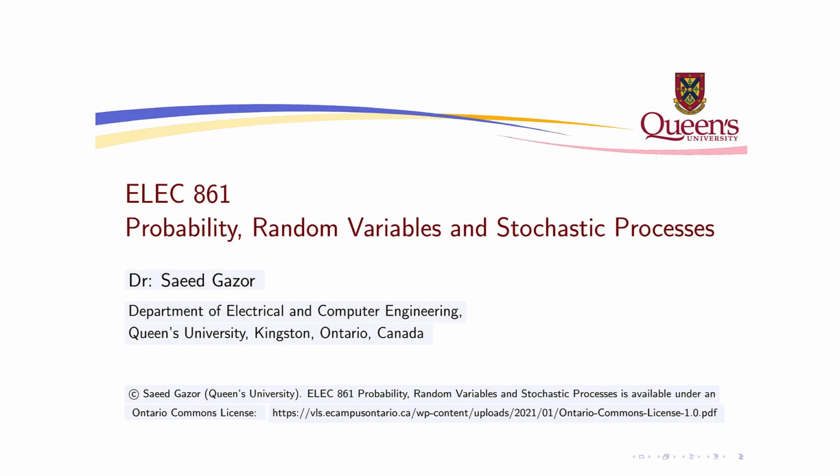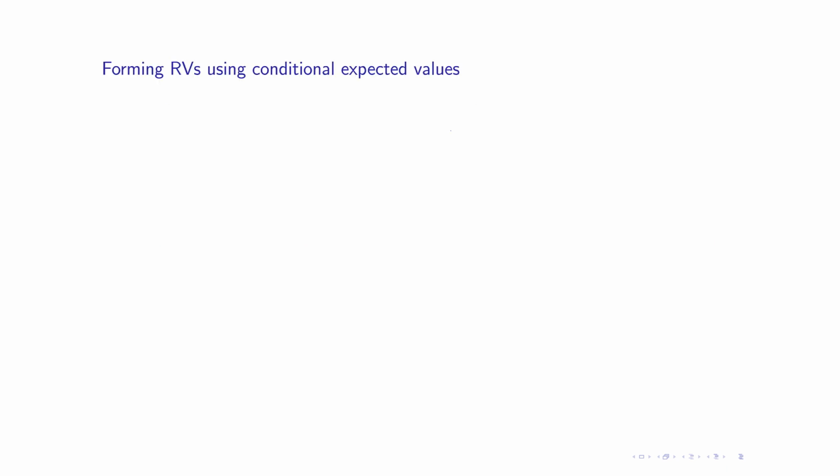In this important video, we will learn how to define or form a random variable using conditional expected value. In other words, the expected value of something given some other random variables becomes a deterministic value. However, we could use this to form new random variables. Let's see. We want to form random variables using conditional expected values, and this technique has lots of applications.